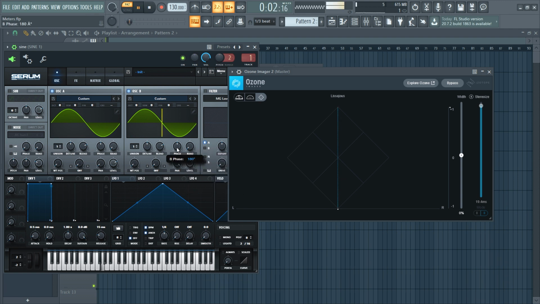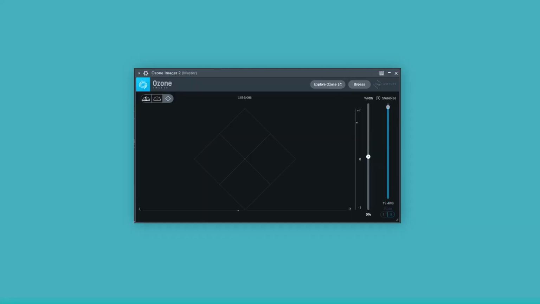If I change the phase to 100 degrees, by the way, the phase means where the waveforms start playing, you'll notice that the vertical line has become a horizontal line. And that means that our left and right channels are totally different. So for example, if you play this sound in a mono system, you'll hear nothing because it's 100% stereo.